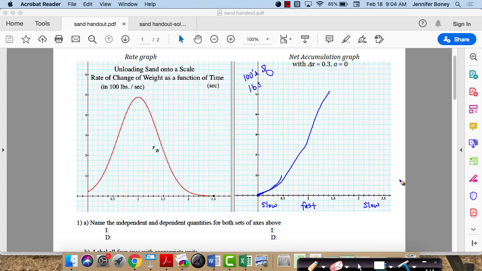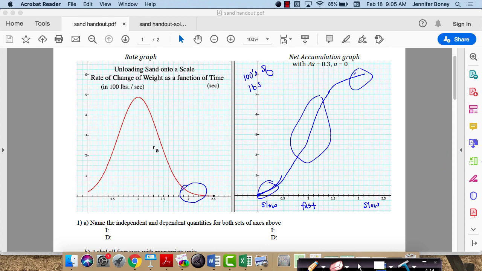The weight doesn't decrease, so I'm not going to make this go downhill. What I'm going to do is make it not go uphill so fast, because I'm still pouring sand onto the scale. This is still a positive rate here. It's just a low positive rate, adding at the 20 to 30 pounds per second instead of 500 pounds per second like in the middle. So if this is time going on as I go to the right, the height of this graph, indicating the weight of the sand, increases most quickly in the center section. So this is a fast increase, slow increase, slow increase.